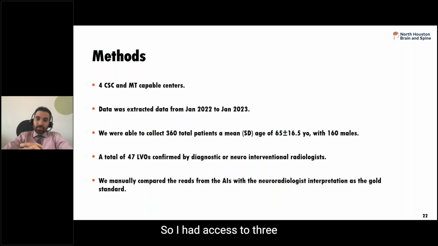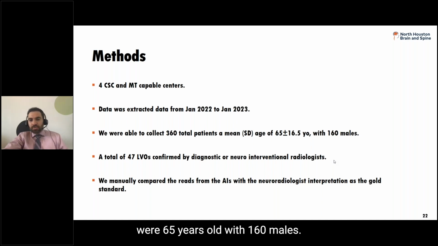So I had access to 3 comprehensive stroke centers and 1 mechanical thrombectomy capable center. We extracted the data in 2022, and we were able to collect a total of 360 patients, who randomly had the chance to be evaluated by both Rapid and Viz. The mean age of these patients was 65 years old, with 160 males. Among these, only 47 were confirmed to have a large vessel occlusion.